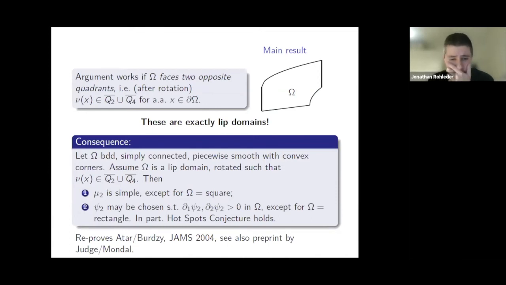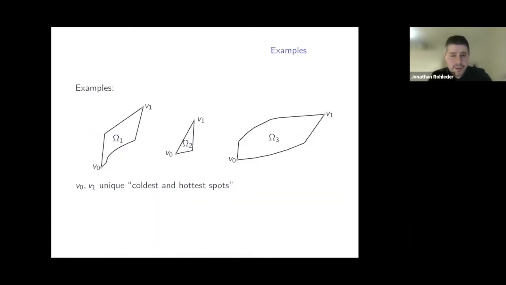Yeah, and I would like to point out that after my preprint appeared, there's also a new preprint by Judge and Mondal, who studied Lip domains that are polygons and studied in some depth the critical points of the first of the second Neumann eigenfunction. Let me nevertheless show you just a few examples of that.